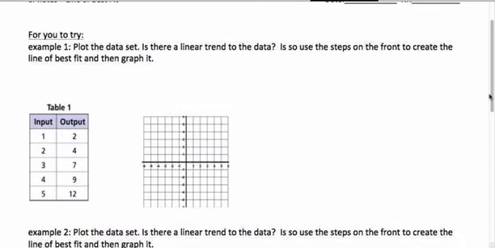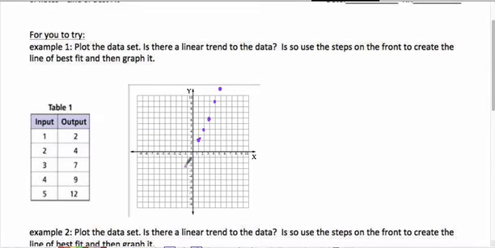Flip it over to the back, and what I would like you to do is go ahead and pause the video and see what you can come up with, and then play it again when you're ready and see if you're correct, see if you did it the right way. So give it a try, and then rejoin me once you have done exactly what it says here, which is plot the data set. Is there a linear trend to the data? If there is, then I want you to use the steps on the front that I just showed you to create the line of best fit and then graph it.